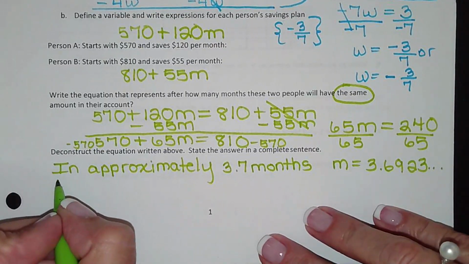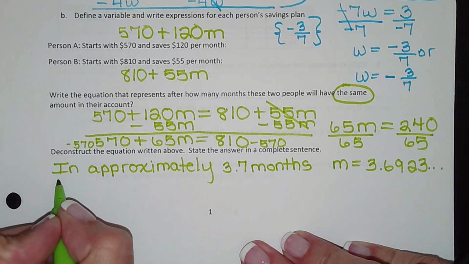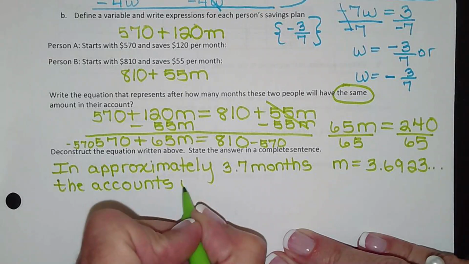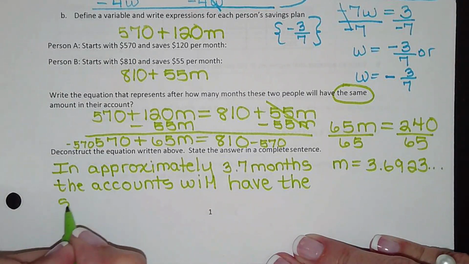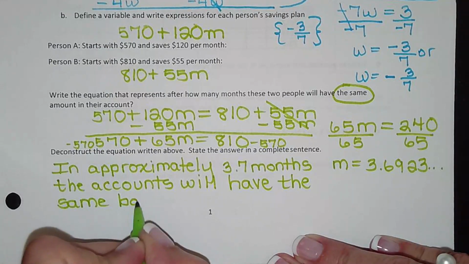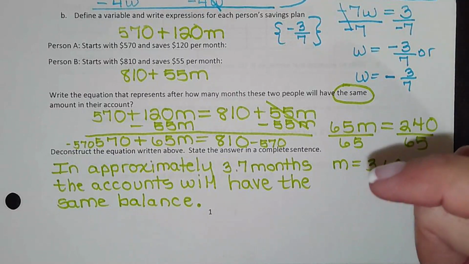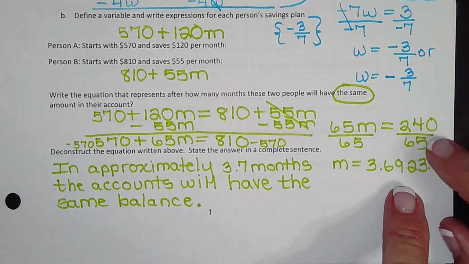How many months will the people have the same amount? Approximately 3.7 months, the accounts will have the same balance. There we go. And like I said, that is the golden rule in math: never, ever round unless asked to. But they left us no option there.